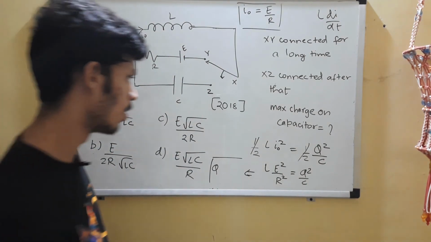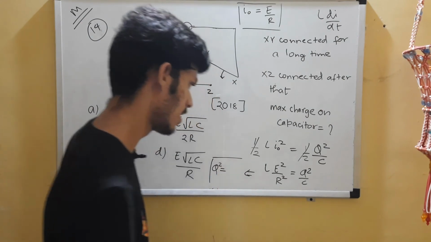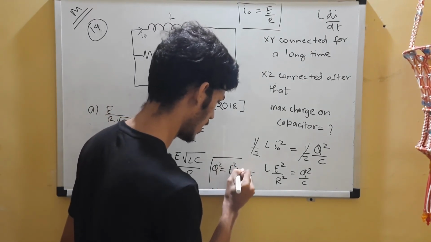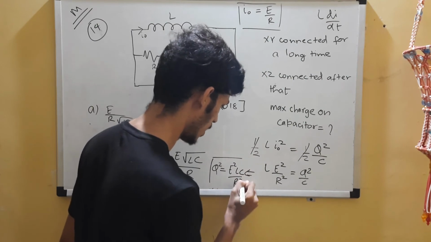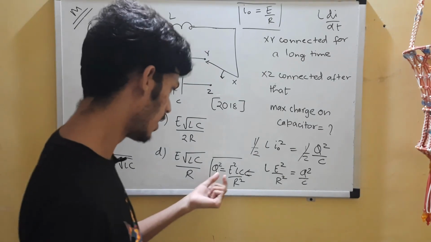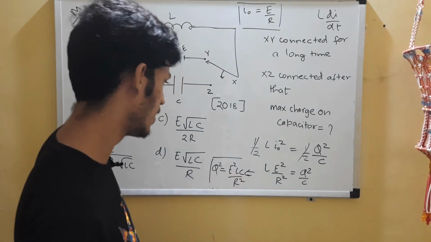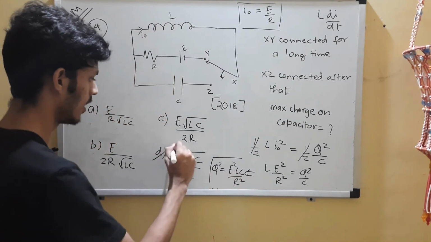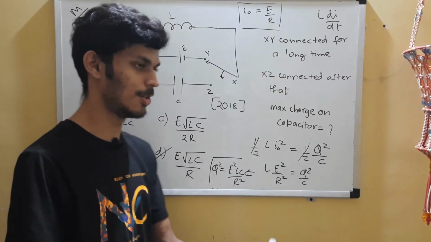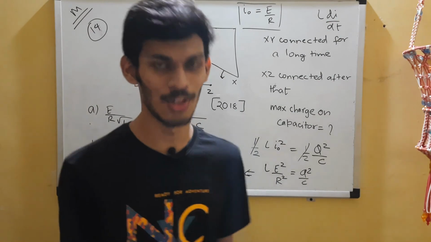So Q square will be given as L E square C by R square, or when you take root on both sides, it will be E under root LC divided by R, right? E under root LC divided by R. So option D, E under root LC divided by R, is the correct choice over here.